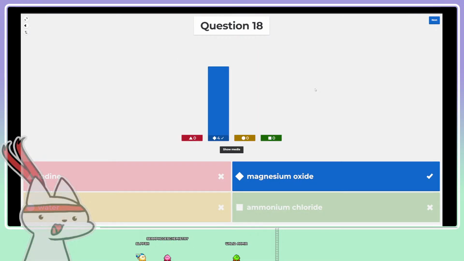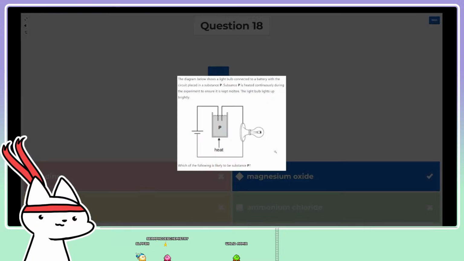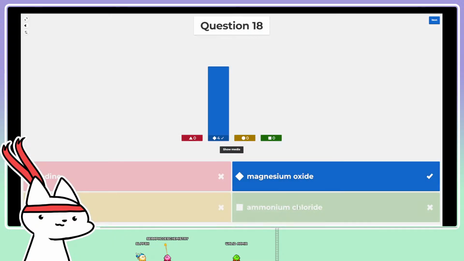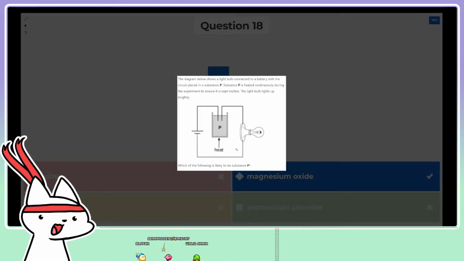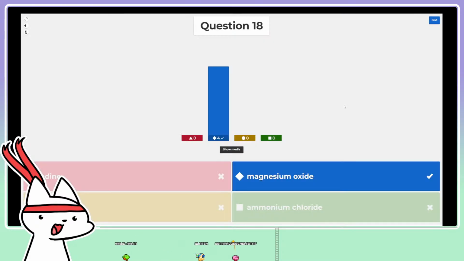Yes. Okay, everyone got it. Ammonium chloride actually should also be able to, but the main thing is ammonium chloride is going to be an ionic compound, and as you heat it up, it will thermally decompose. So therefore, it cannot be consistently heated. It will thermally decompose to form ammonia gas and hydrogen chloride gas.